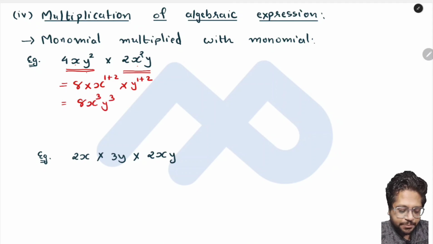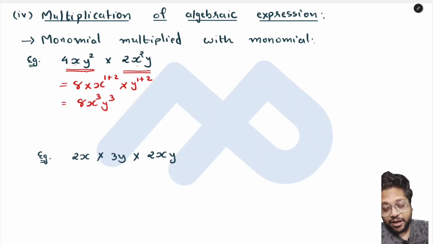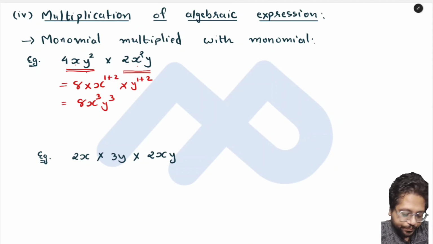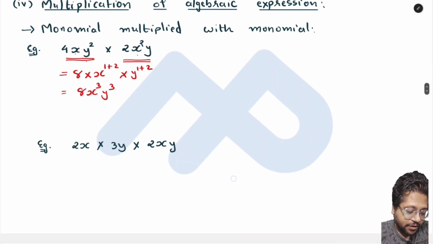Simple. It's basically applying the indices rules only, and we have already covered that topic in the first chapter. If you don't know about it, just go and check out that video. It's very helpful, by the way.